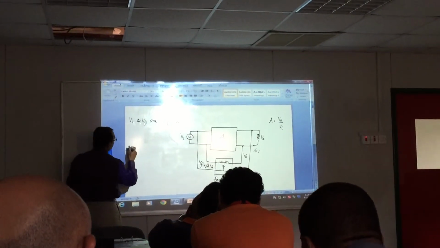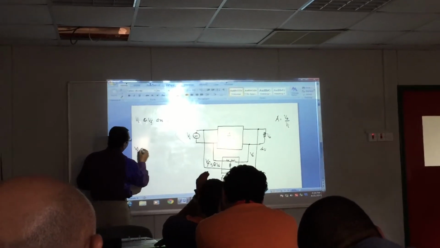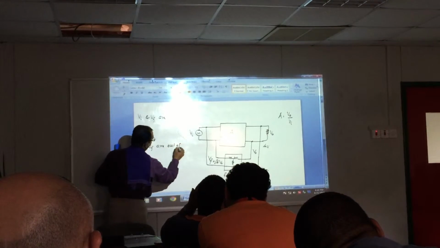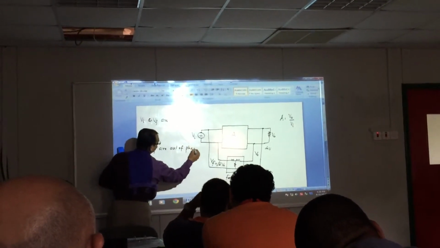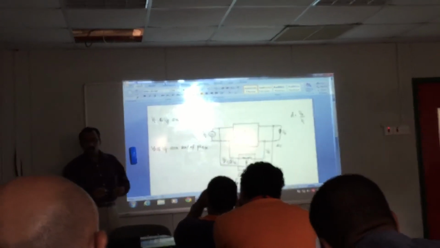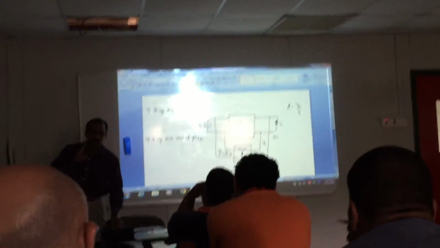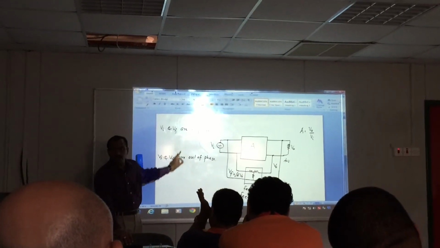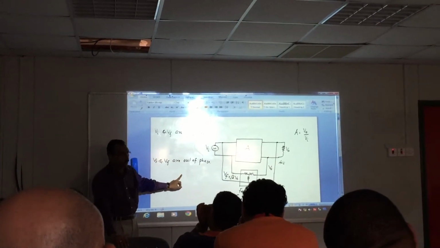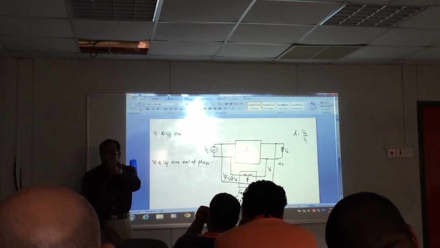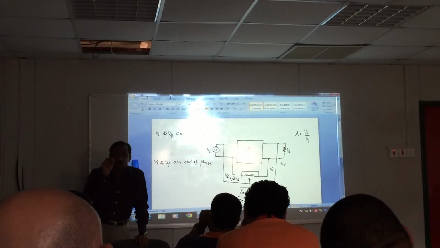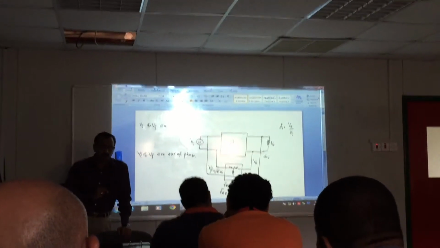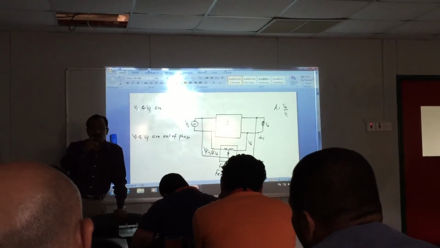The second case is VI and VF are in different phase, out of phase. Two cases will be there. So based on these two cases, there are two types of feedback. This is positive feedback and this is negative. So that is your next task. Describe the two types of feedback with suitable block diagrams. Check your assignment question.